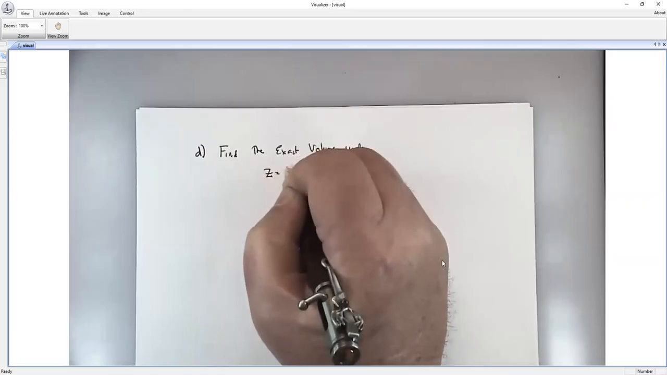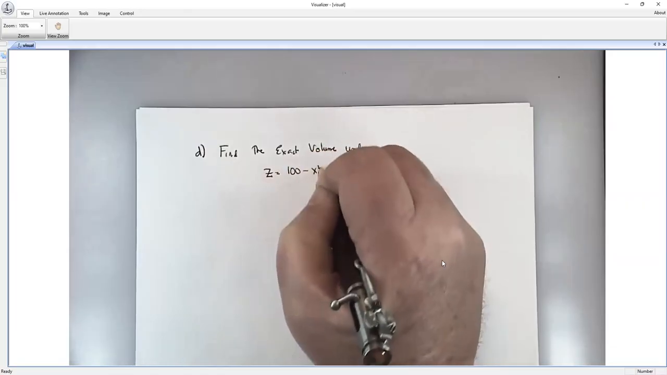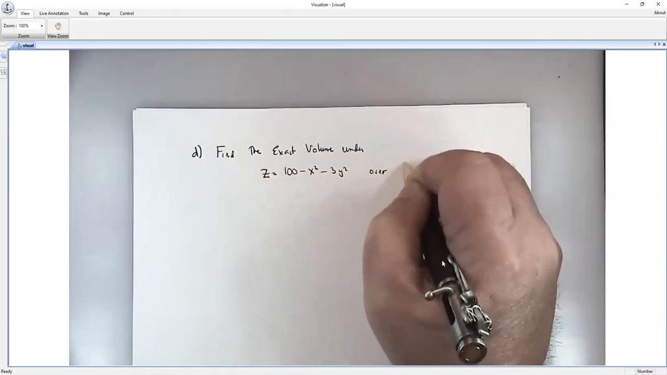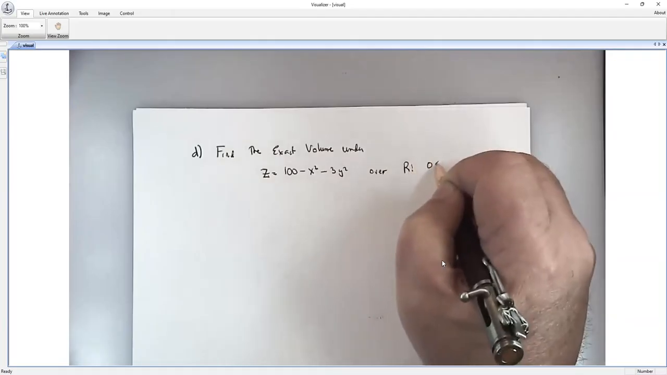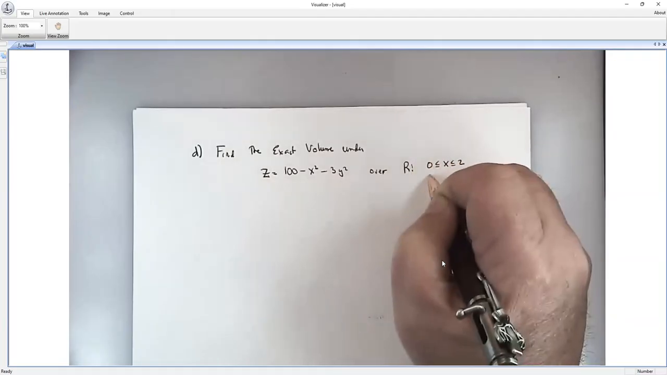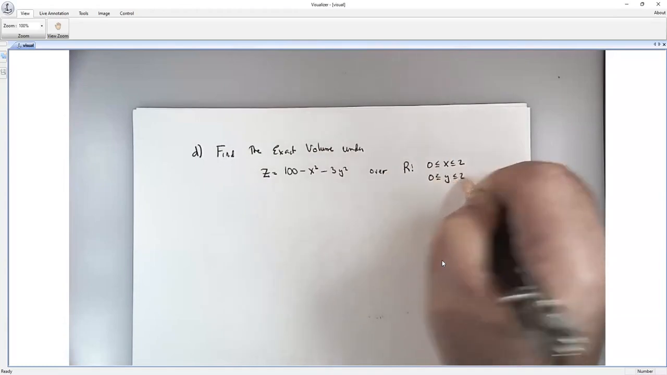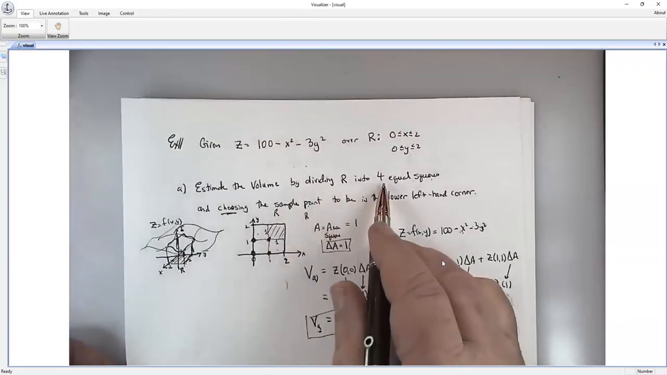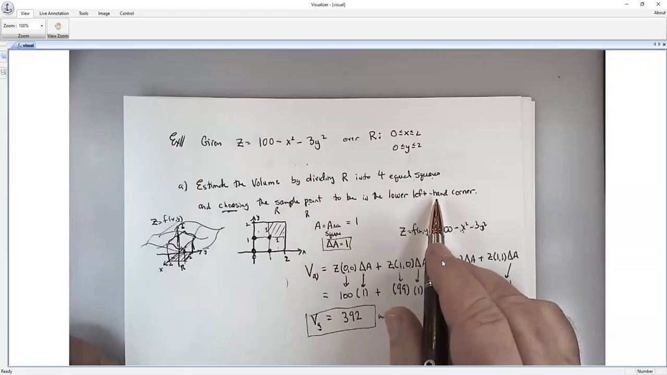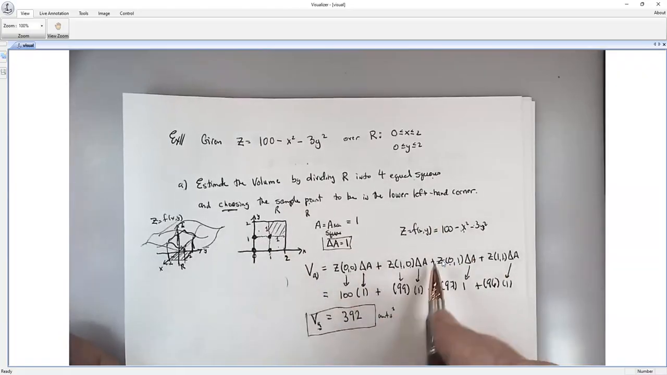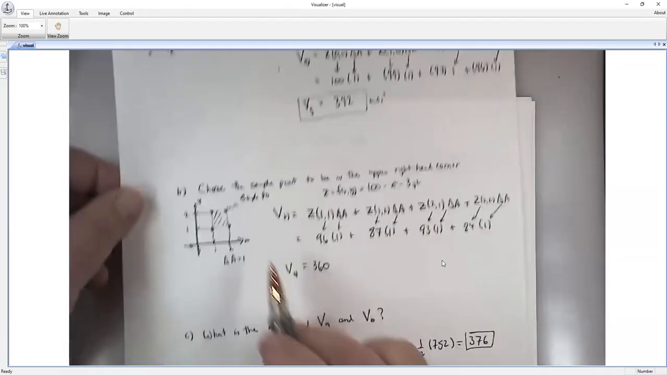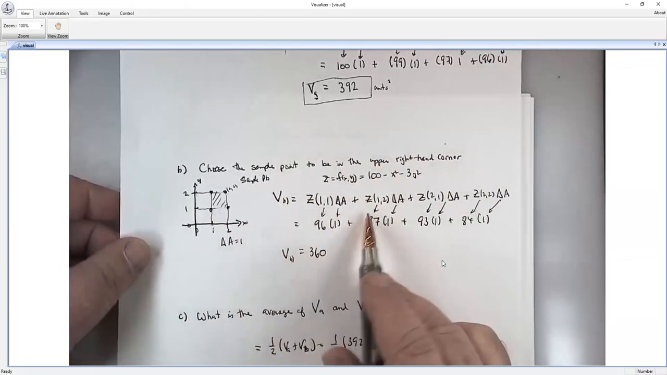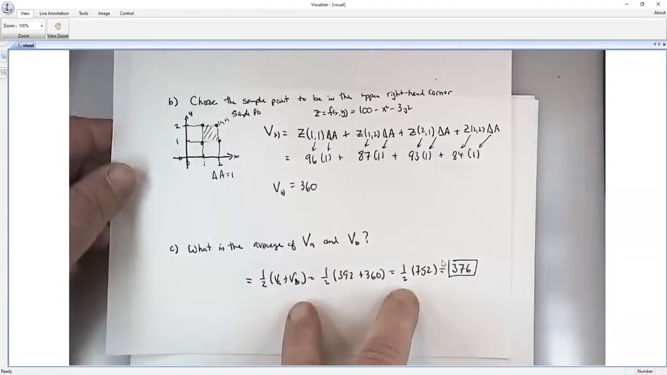Z was equal to 100 minus x squared minus 3y squared over the region R, which was 0 less or equal to x less or equal to 2, and 0 less or equal to y less or equal to 2. And again, to remind you what we did last time, we estimated the volume by dividing R into 4 rectangles, using the lower left hand corner as the sample point, a Riemann sum. Then we did the same thing with the upper right hand corner, and we got a better estimate by averaging the two together.